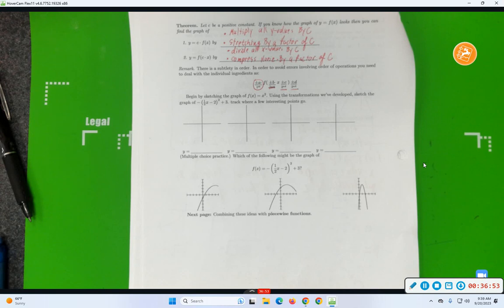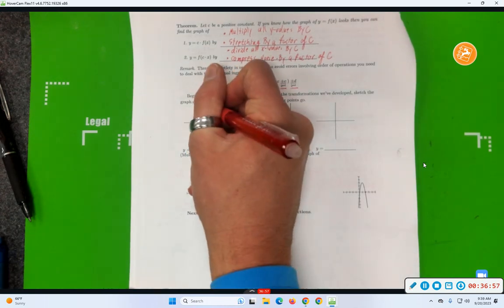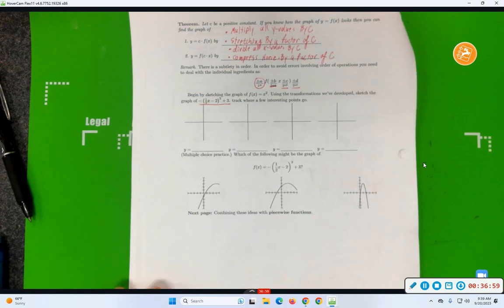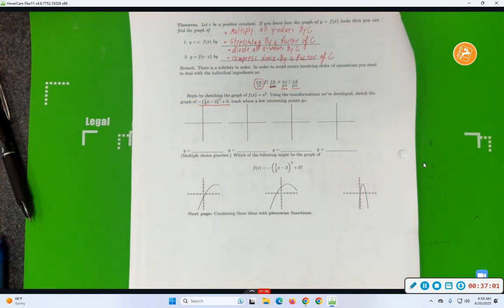And let's now just play this game. Here is a thing to graph. Let's try to graph it. And, well, let's talk it through. According to these rules, which of those symbols should I deal with first?